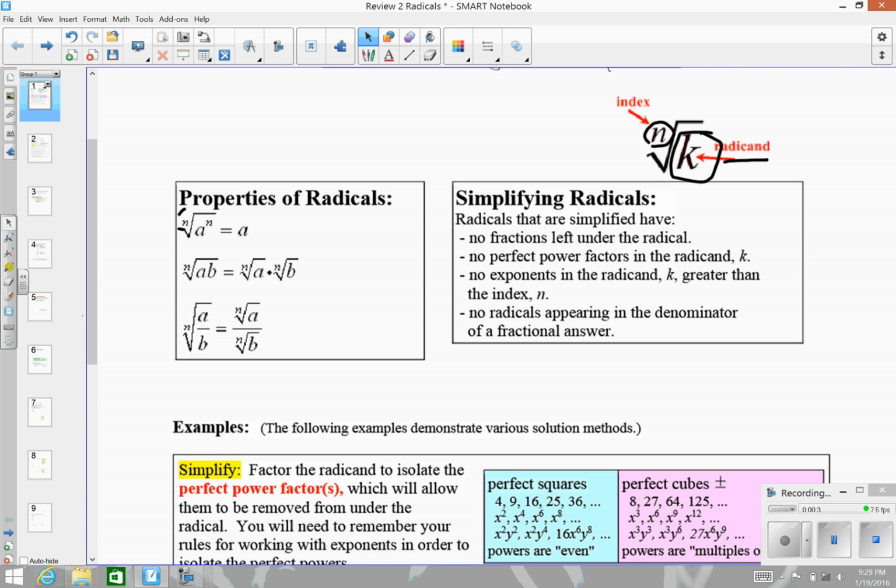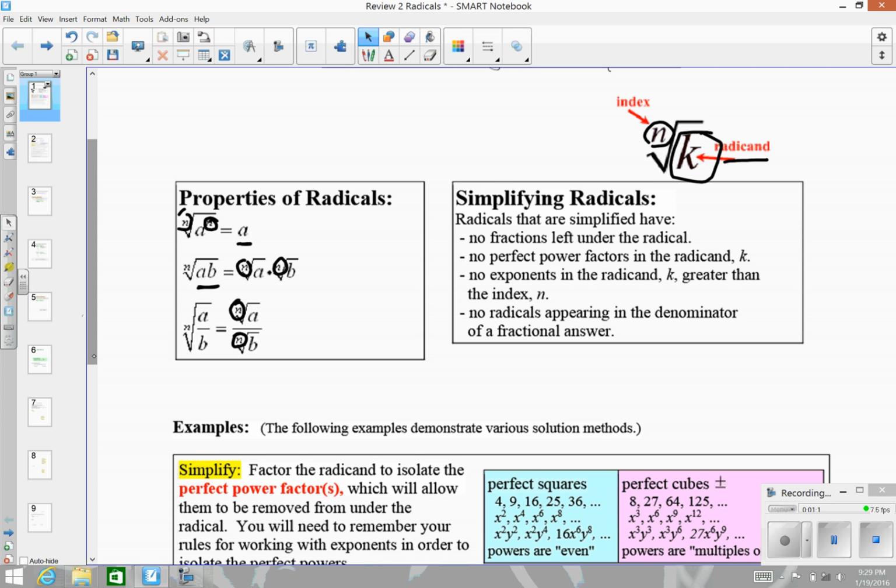So if you have an index and your radicand is raised to a power that equals the index, that cancels each other out and you have just the radicand left. Also, if you have a radicand that can be factored into a couple different factors, you can rewrite this, give it its own radical sign, make sure you keep the index on each the same. And similarly, if you have a fraction under a radical sign, you can separate it out, give the numerator its own radical, again keep the same index, give the denominator its own radical.